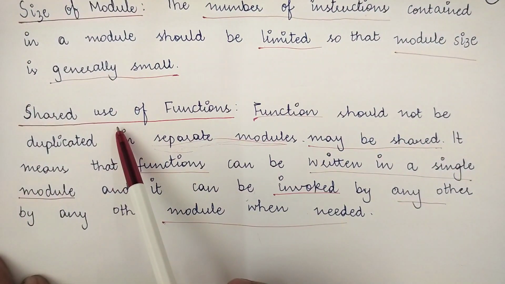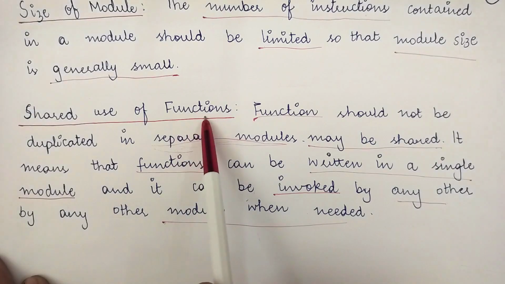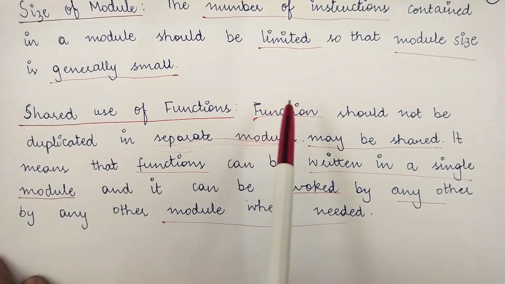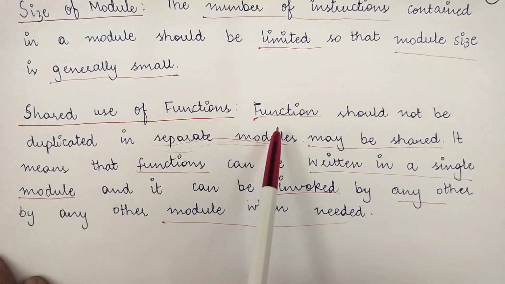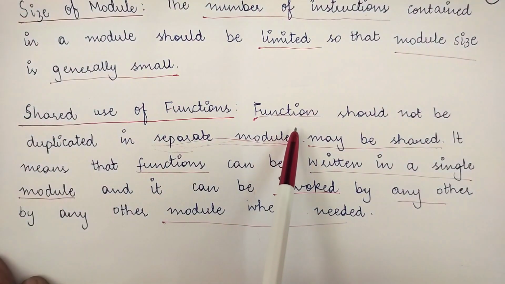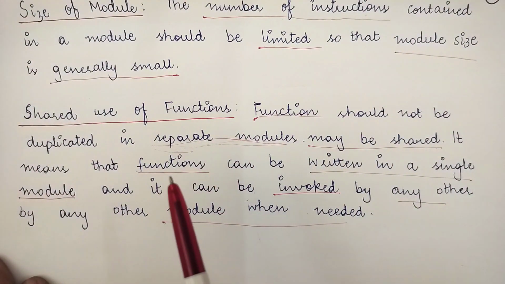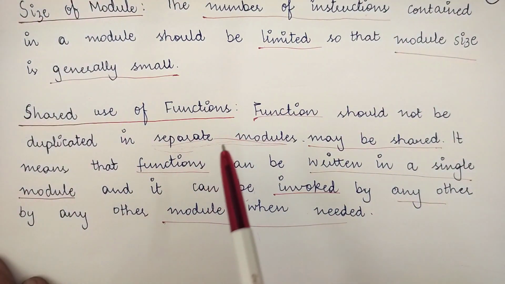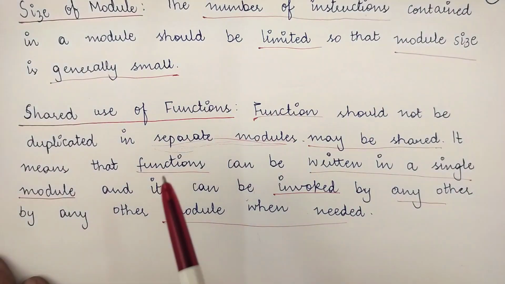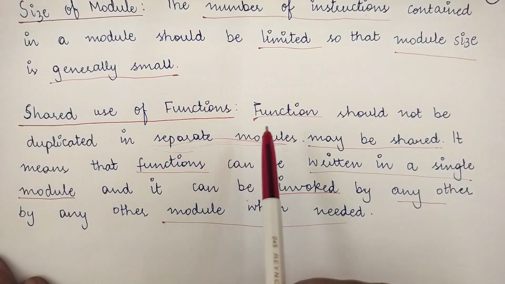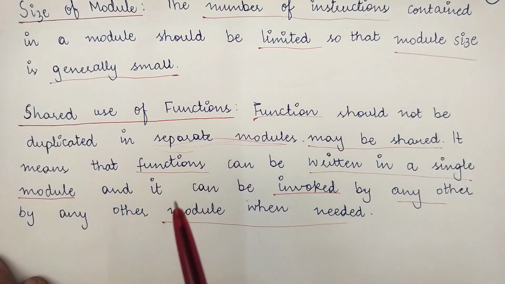The fifth principle of design for modules is shared use of functions. Functions you must have studied earlier also, and the sole purpose of having functions is that we do not have to write the same piece of code again and again. If the same piece of code is utilized by several modules, then that piece of code should not be written again and again. It should not be repeated in every module. There is no point in doing that. That would be sheer wastage of time. So why write the same code again and again if it is required by different modules?